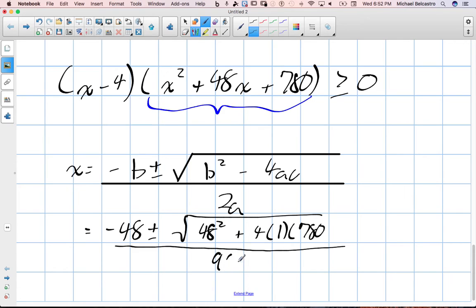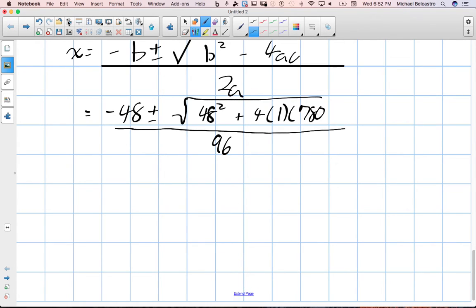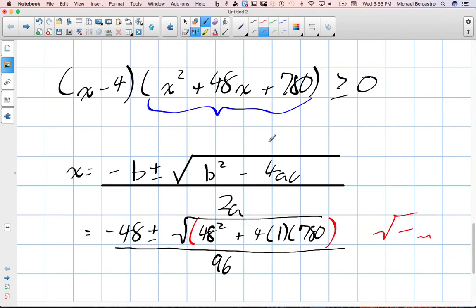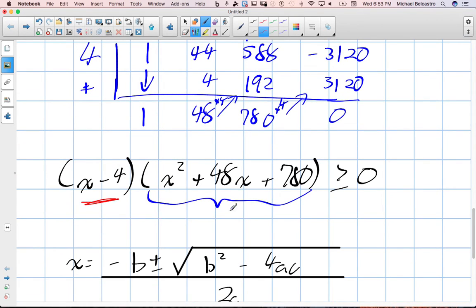48 squared minus 4 times 1 times 780, all divided by 2 times 1 times 48, which would be 96, I believe. All over 96. All right, so I'm going to quickly calculate that. Quickly looking at this bracket, we end up with a negative root value, which means there are no other x-intercepts. So the only x-intercept of this question is our positive 4.